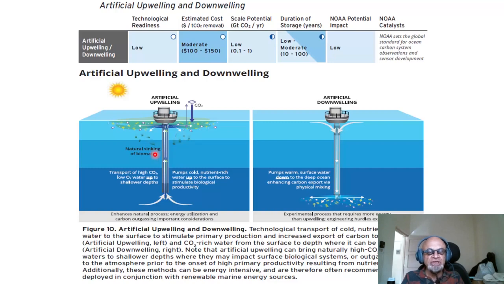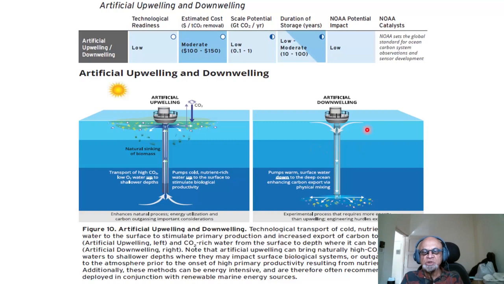So natural sinking of biomass pumps cold, nutrient-rich water up to the surface to stimulate biological productivity. So it's an enhanced natural process, with energy utilization and carbon outgassing as important considerations. This is being tried around Hawaii already, I think. Maybe at other places you can look up.